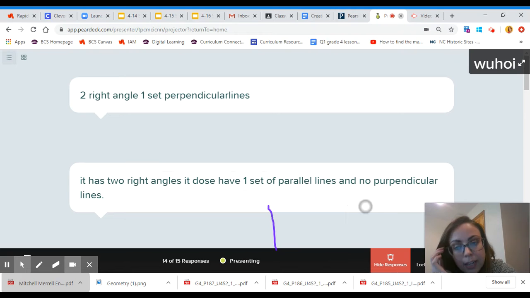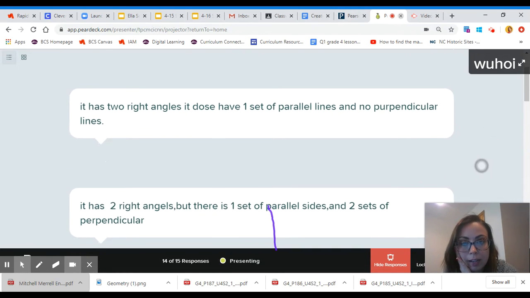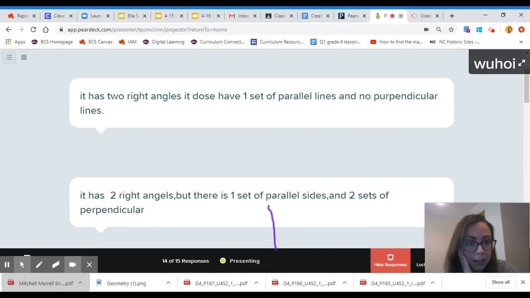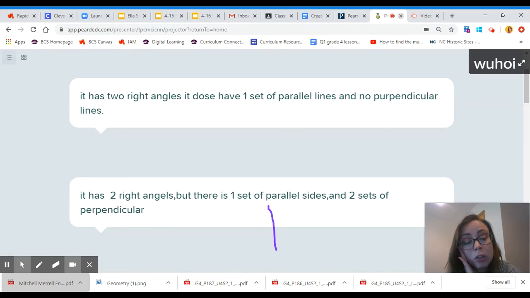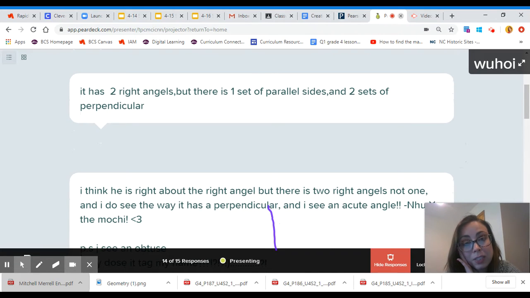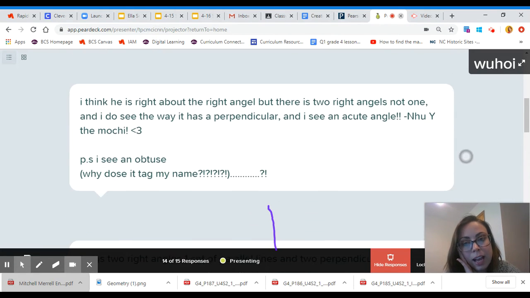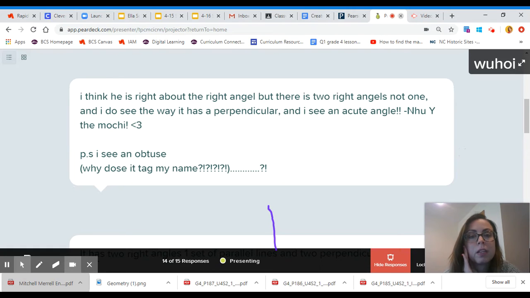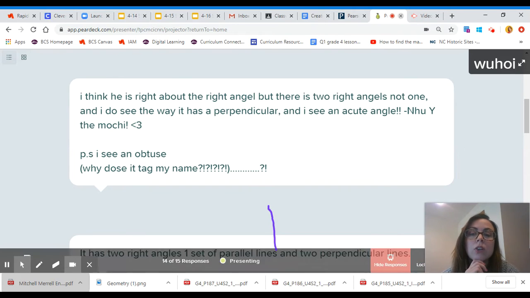It has two right angles. It does have one set of parallel lines and no perpendicular lines. So they were not able to identify that right angle. If you have a right angle, it is perpendicular lines. It is. Because within that right angle is perpendicular lines. You have to extend those lines out to be able to see it. It has two right angles, but there is one set of parallel lines and two sets of perpendicular. That's correct.